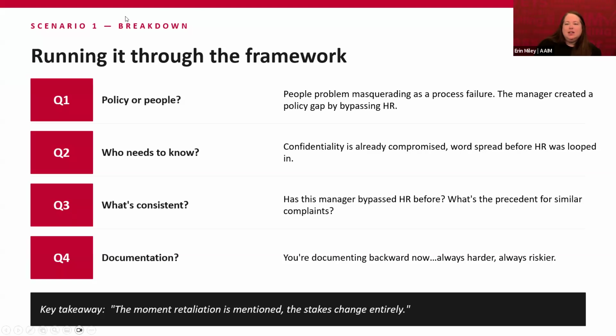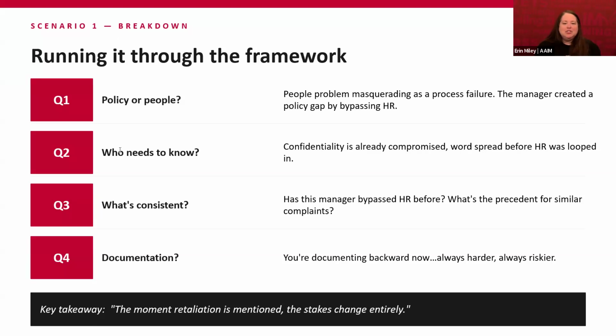Who needs to be involved? So who needs to know? Word is already out. Obviously, we heard it from the grapevine as HR, so the confidentiality window is closed before HR was ever in the room. That makes everything harder, and it's a direct result of the manager going informal. So, who needs to know? Everybody knows already.